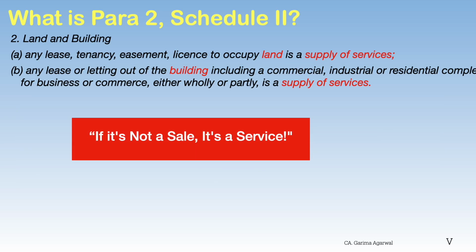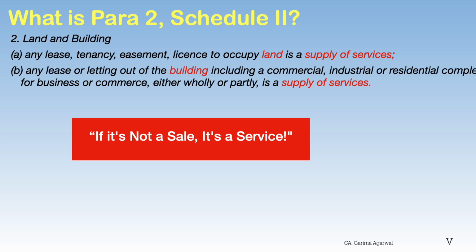Now let's discuss what is para 2 of Schedule 2. It basically talks about this land and building. So let's understand it. So if someone gives you money to use your land and building for a month, it's a service, right? In para 1, right to use. It's like giving a car on rent. But if you sell the entire plot forever, that's outside GST. It's simple. Right to use versus outright sale concept here. And that's what this para 2 is all about.